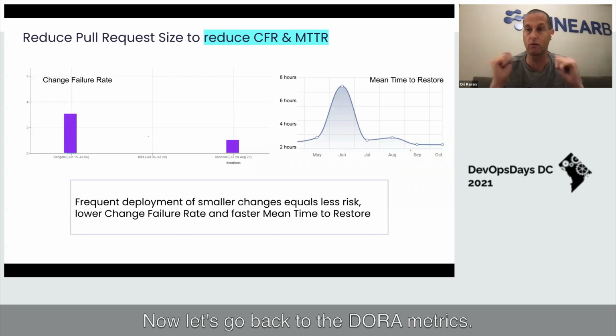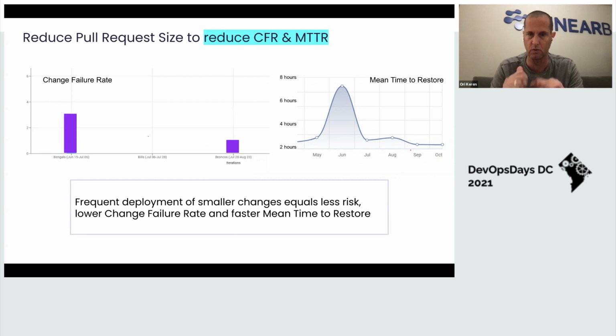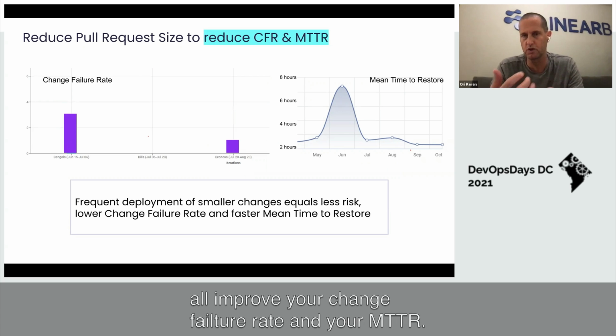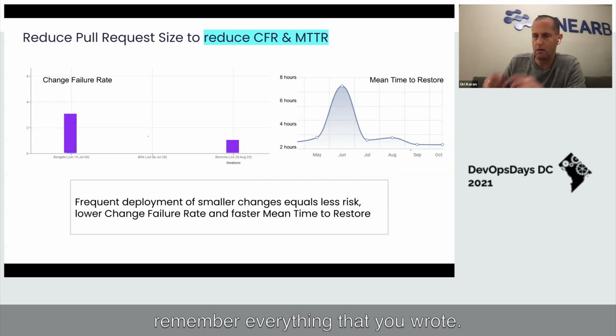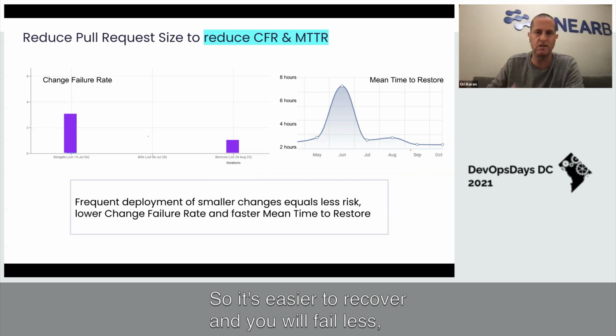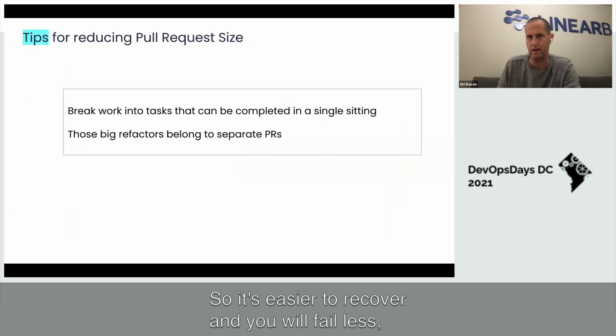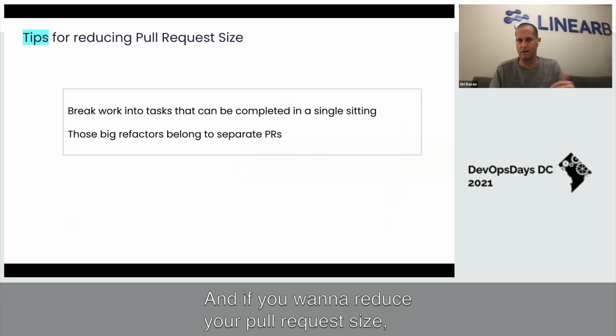Now let's go back to the DORA metrics. Eventually, small pull requests will improve your change failure rate and your MTTR. Basically, you will end up with small releases where you remember everything that you wrote, so it's easier to recover, and you will fail less. You will fail fast and less.